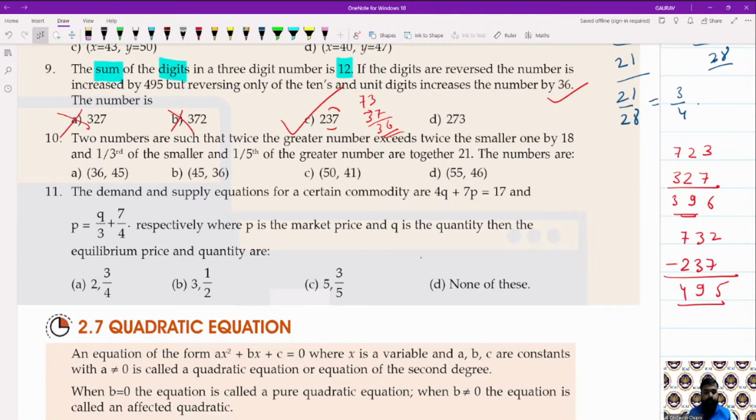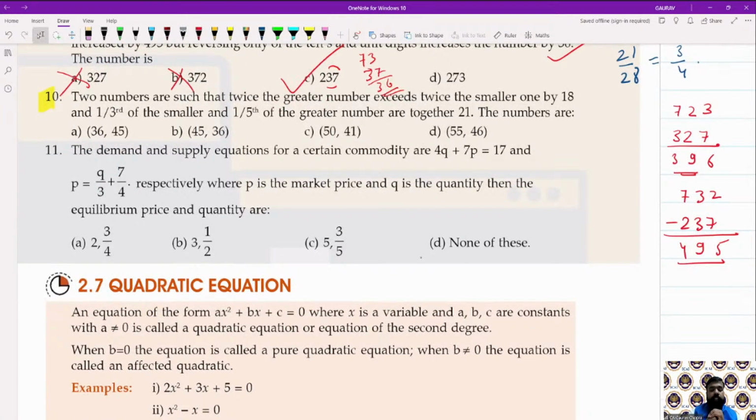Question number 10. Two numbers are such that twice the greater number exceeds twice the smaller number by 18, and one third of the smaller and one fifth of the greater number are together 21. Then the numbers are. Okay, so let us try this one. It says two numbers are such that twice the greater exceeds twice the smaller by 18. So what we have to do, we have to double them, and after doubling, the difference of both should be 18.